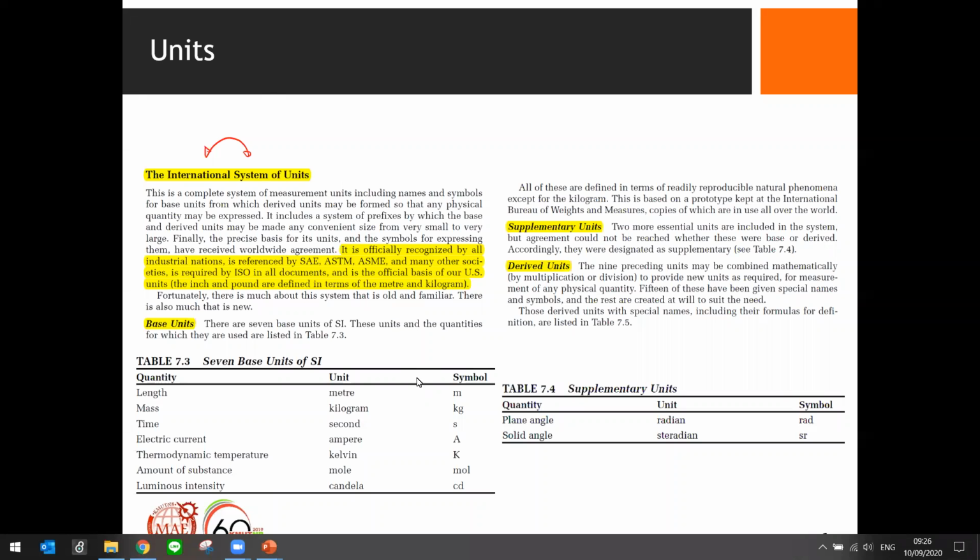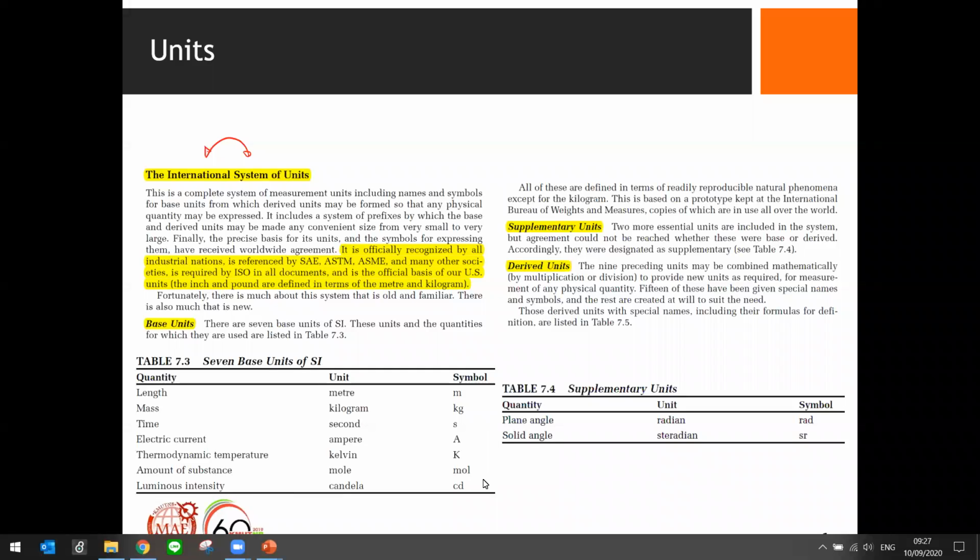And here, this is a quantity or dimension in table 7.3. And the second column shows the unit. And this is the suggested unit that we use nowadays, right? Length, we measure in meter. We measure mass in kilogram. We measure time in second. And electric current in ampere. Thermodynamic temperature in Kelvin. Amount of substance we measure in mole, and luminous intensity in candela. I think you know this already, right? Because this is the basics of pre-university physics, and these are the symbols that you use.